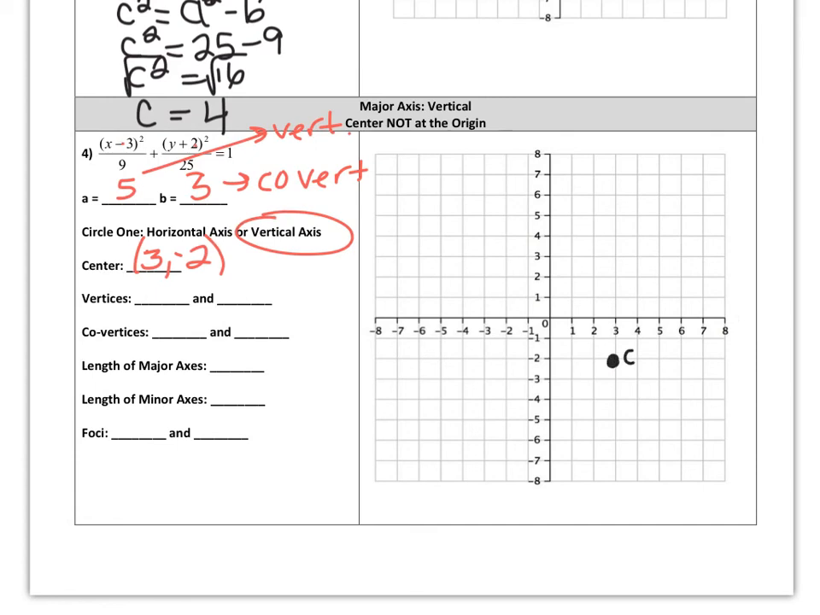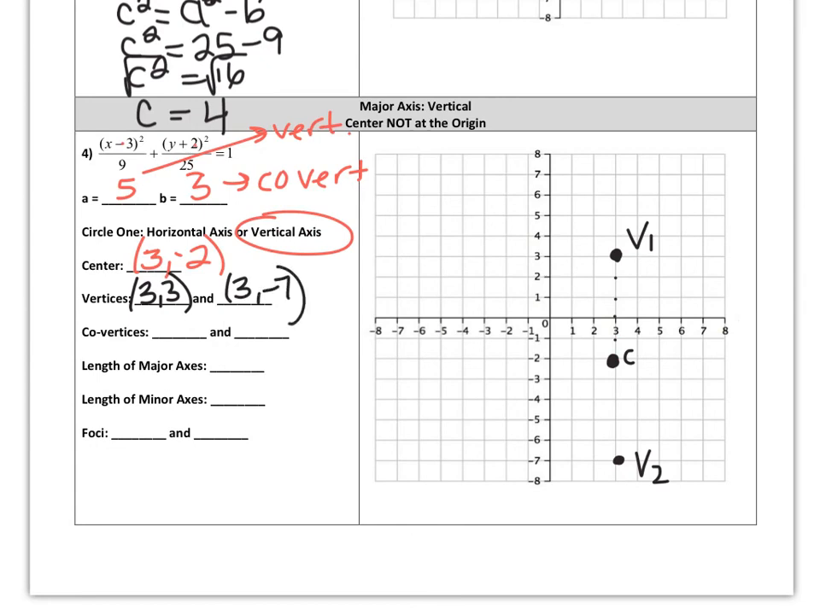Here's (3, -2). There's my center. So my a value is 5. And we know it's a vertical axis, so I'm going to go up 5. So 2, 3, 4, 5, and down 5. So here is my vertex 1 and vertex 2. Those are the coordinates (3, 3) and (3, -7).